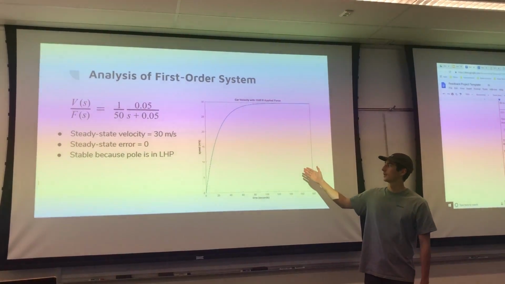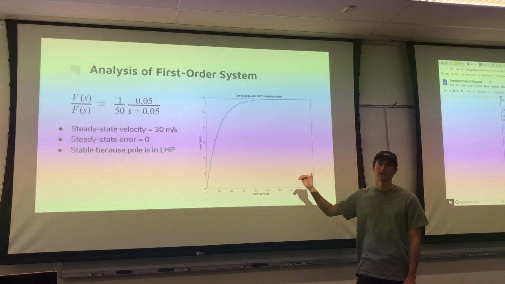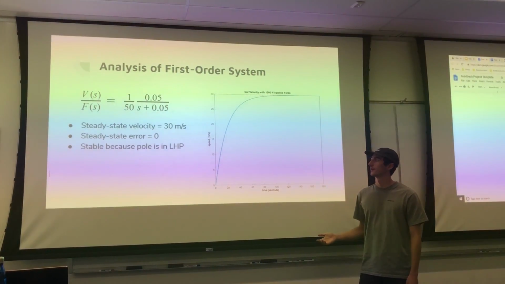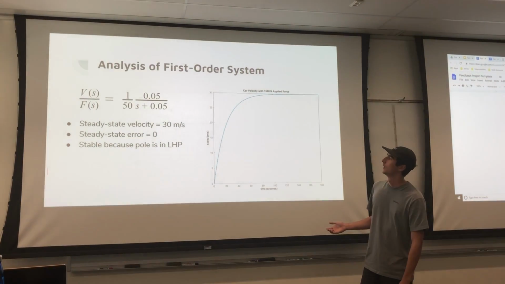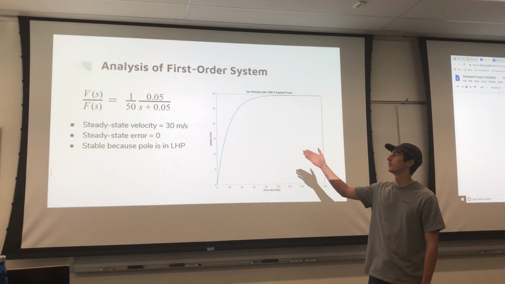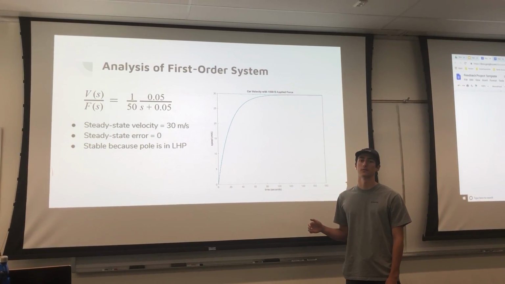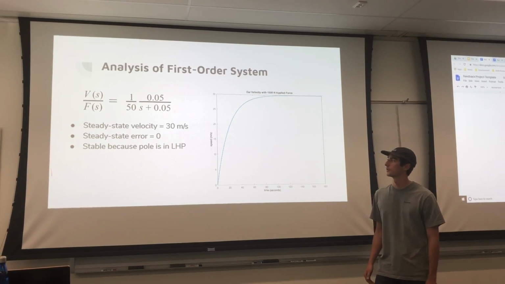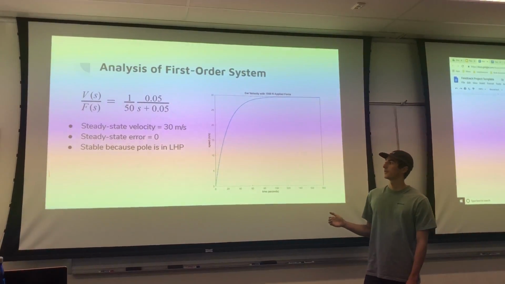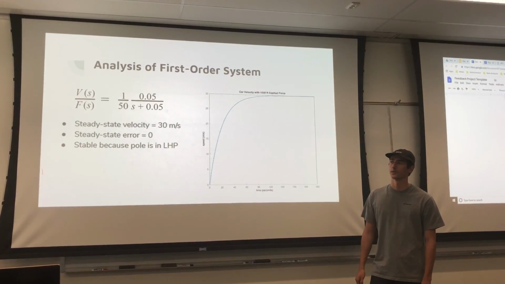So based off this MATLAB plot, we find that the car settles at around 30 meters per second, around 65 miles per hour, which is a desired highway speed. Going into further analysis of this system, we bring it into the standard form, which is 1 over 50 times 0.05 over s plus 0.05. From that equation, we see that we have a pole in the left-hand plane at 0.05, meaning that it is indeed a stable system.